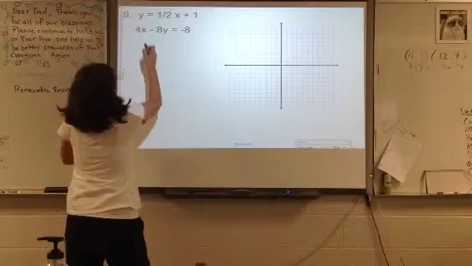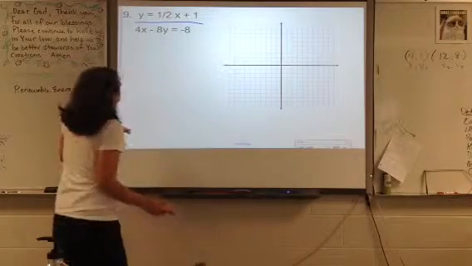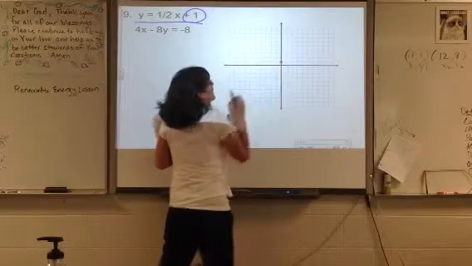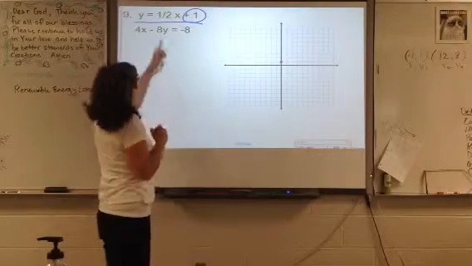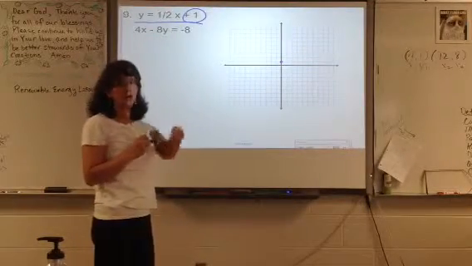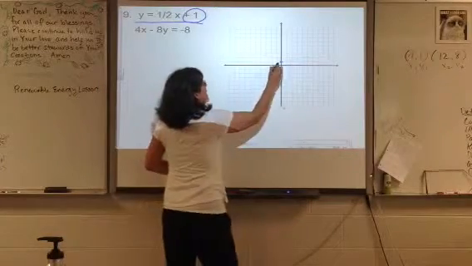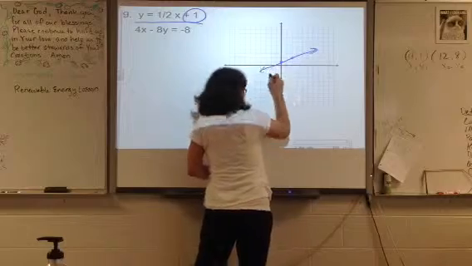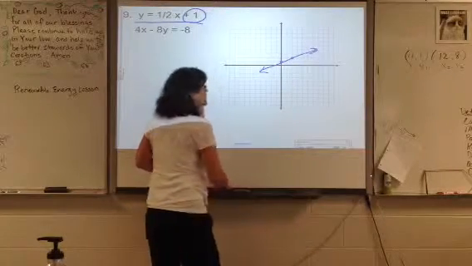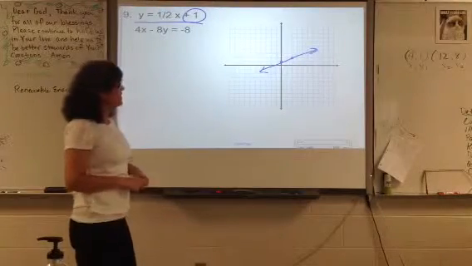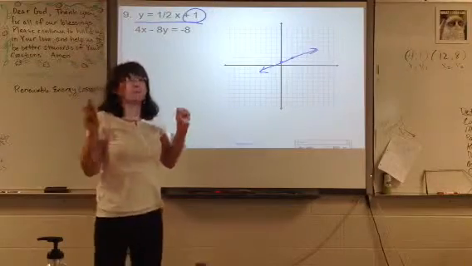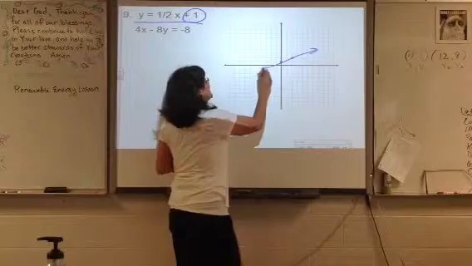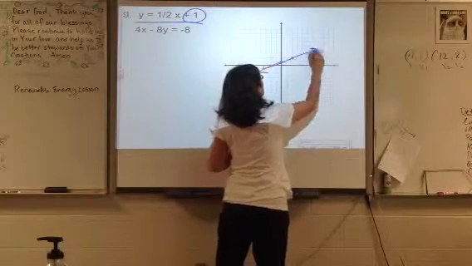I'm just going to graph this first line using slope-intercept. Here's the y-intercept, 1 on the y-axis. My slope is 1/2. Rise 1, run 2. Rise 1, run 2. Right there, draw my line, very, very straight. Please draw it straighter than I just did. And then you graph this line. You're going to find out that the second line lies exactly on top of the first line.